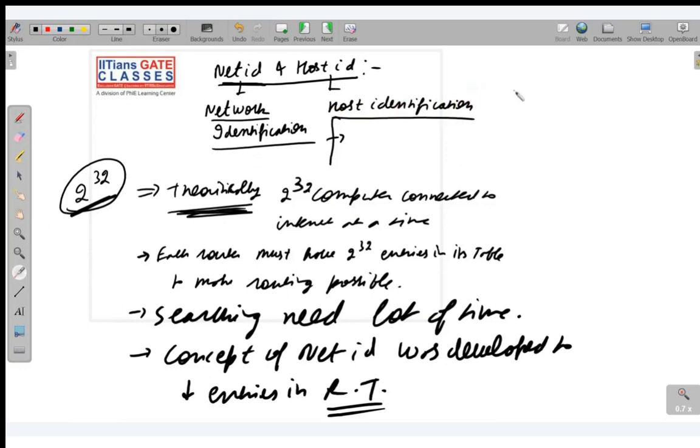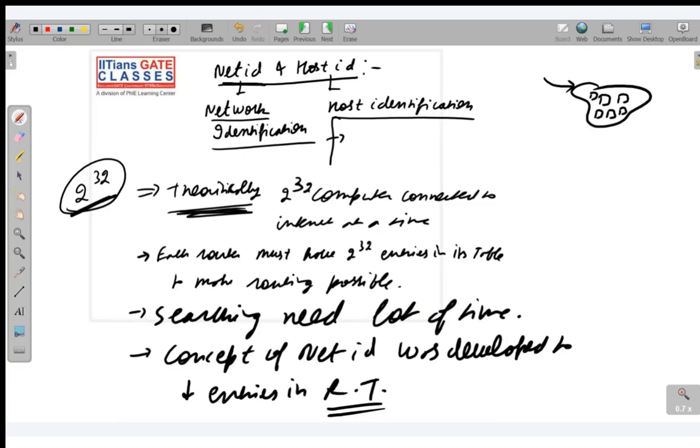So just like each computer connected to the internet has an IP address, similarly each network connected to the internet must also have an IP address, that is known as net ID. Okay, are you getting it? So if we have a LAN like this, I will reserve one IP address for this LAN, and each computer will definitely have an IP address. Okay, each computer will have one IP address.